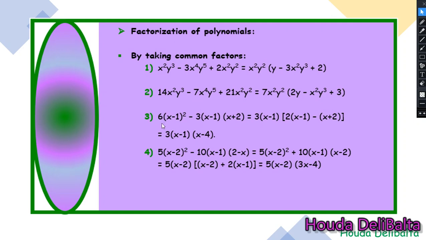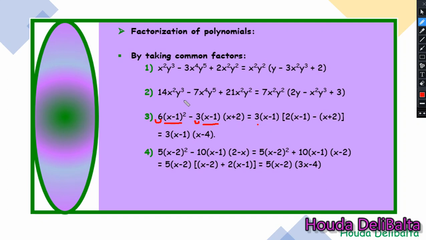Here is another example on taking common factors, but here I'm going to take a factor between parentheses. I have 6 into x minus 1 all of it squared minus 3 into x minus 1 multiplied by x plus 2. So as you notice, I search for a GCD among these numbers. I have 6 and 3, so surely I'm going to take 3. And now here I have x minus 1, and here I have x minus 1. So I take x minus 1 as a common factor also. So I take 3 as a common number and x minus 1 as a common factor.